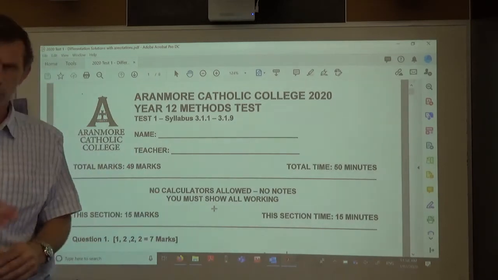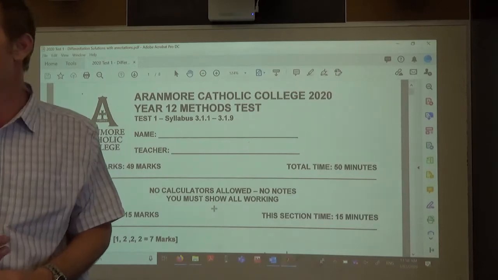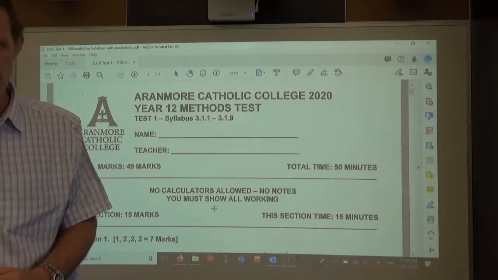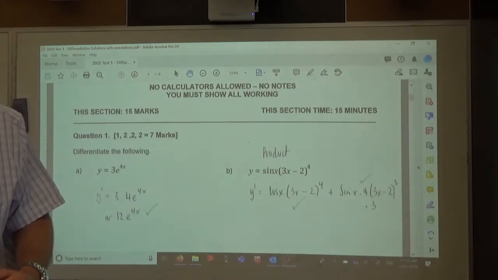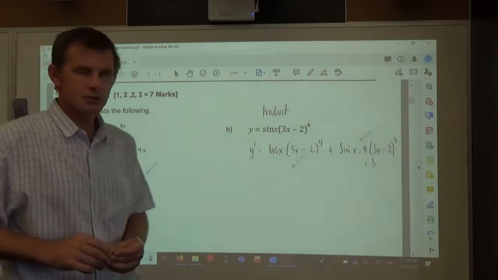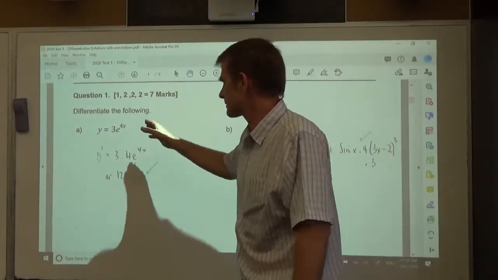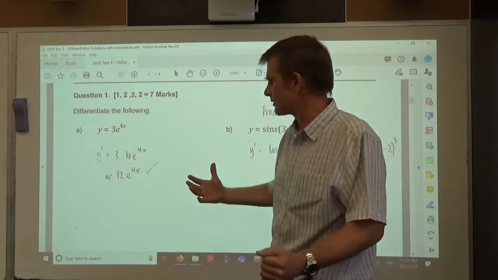So lots of points to pick up on, and I think most people will find they can easily pick up 3, 4, 5, even 6 marks just by 1 or 2 small alterations to what they're doing. So question number 1, 7 marks here. These two questions were really just, can you differentiate a reasonably simple one to differentiate?